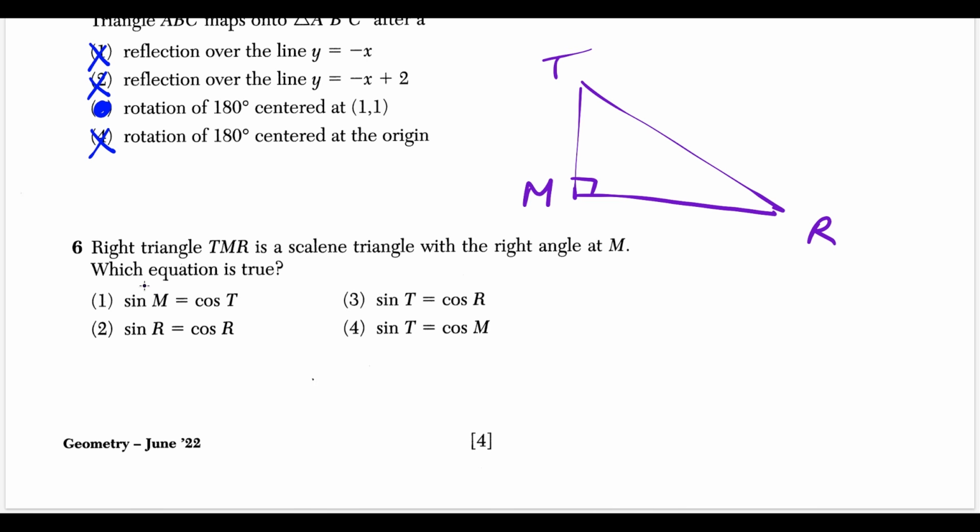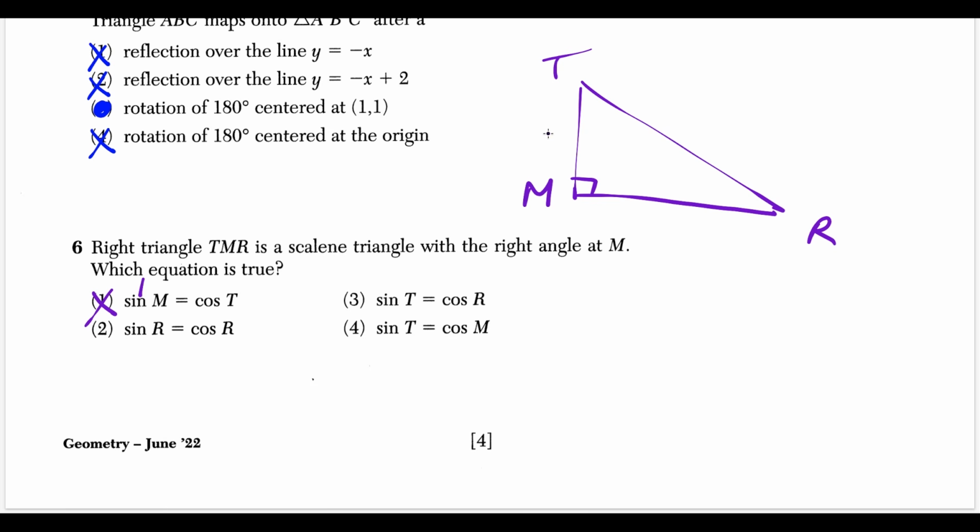And sine of 90 degrees is exactly equal to 1. Cosine of an acute angle is not equal to 1. The only time these would be equal would be if we had cosine of 0, but cosine of 0 wouldn't make sense for angle T. T can't be 0 degrees, so this one's out. Sine of angle R. So now we're getting to something here.